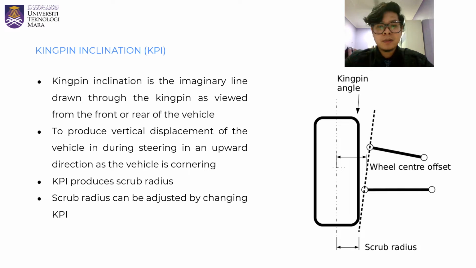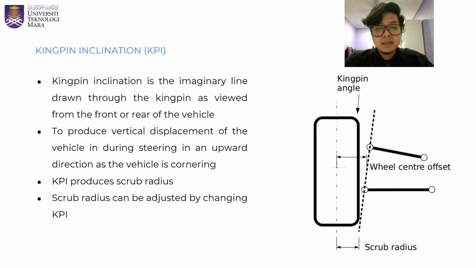Next is kingpin inclination. Kingpin inclination or KPI is the imaginary line drawn through the kingpin as viewed from the front or rear of the vehicle. KPI is said to produce vertical displacement of the vehicle during steering in an upward direction as the vehicle is cornering. KPI also produces scrub radius.